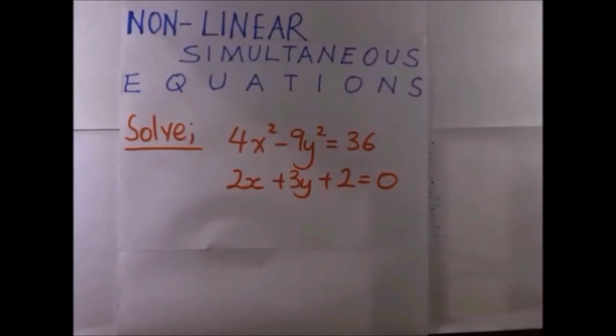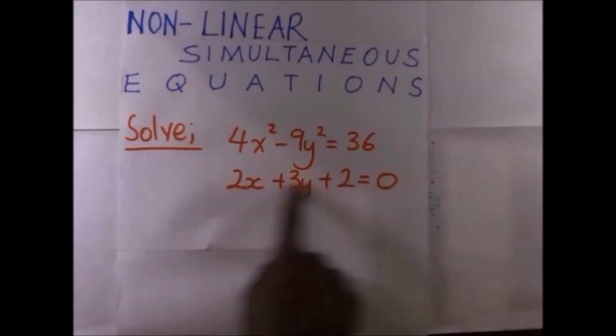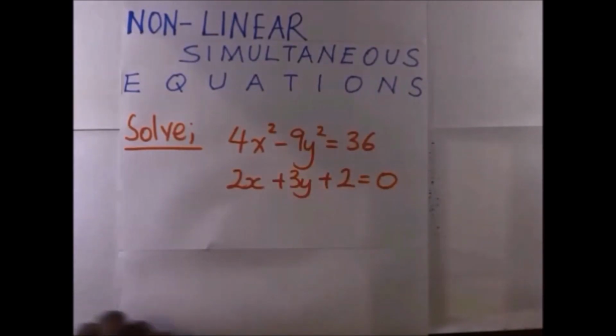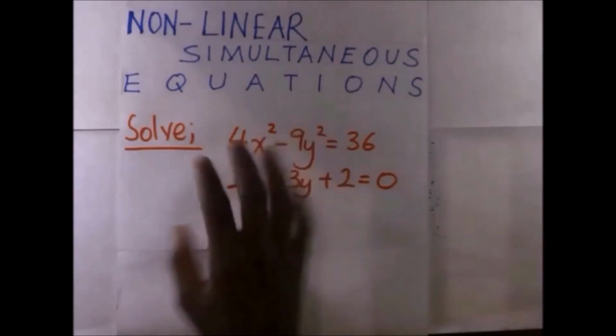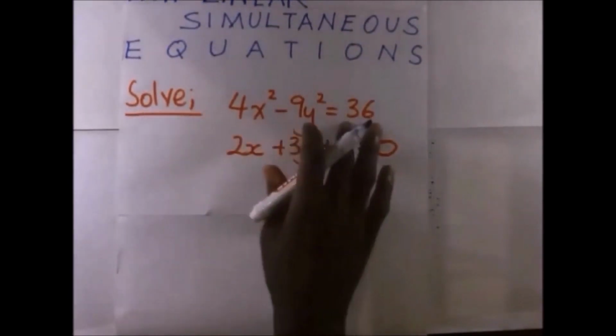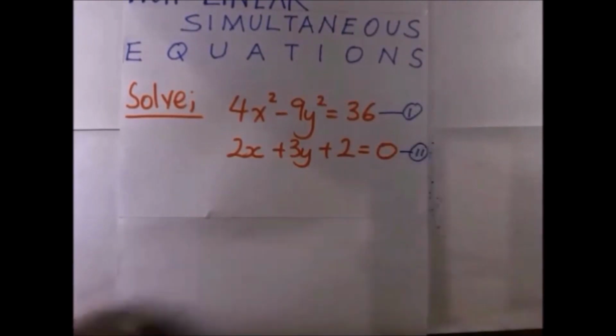Now in nonlinear simultaneous equations, here we deal with pairs of simultaneous equations with at least one being nonlinear. If you look at this pair, this is a linear equation, this is a nonlinear equation. So this is what we mean by nonlinear simultaneous equations. So how do we solve for that? So for equation 1, we will call this our equation 1, and that our second equation.